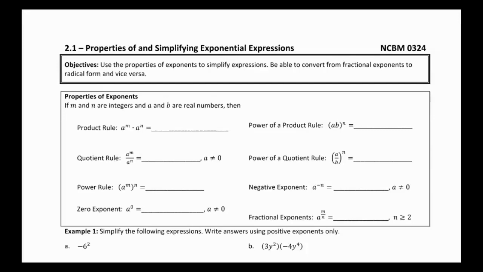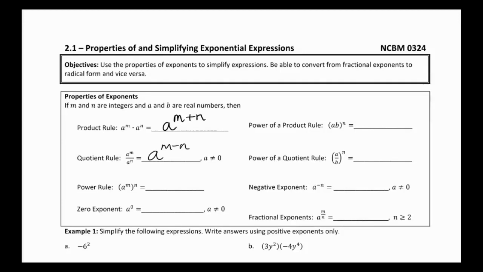If m and n are integers and a and b are real numbers, then we have our first rule, which is the product rule. A to the m power times a to the n power, our powers are going to add each other. So that's going to be a to the m plus n. For our next rule, we have the quotient rule, which is a to the m over a to the n. Our exponents are going to subtract each other. So we're going to have a to the m minus n, where a cannot be 0.